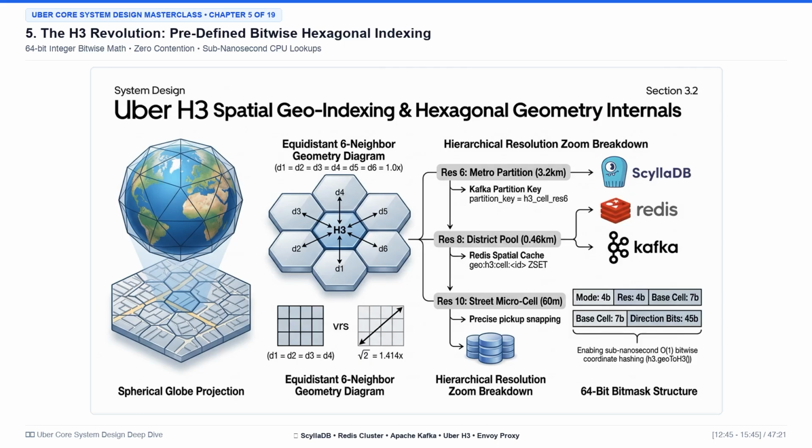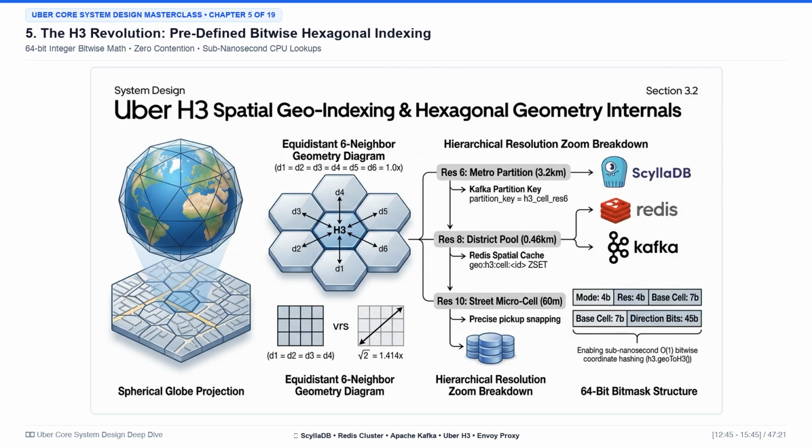It's just fixed. Right. The hexagons do not resize, they do not shift, they are permanent mathematical concepts. So, converting a raw GPS latitude and longitude into an H3 hexagonal index requires absolutely zero database lookups and zero exclusive locks. Wait, I'm confused. If it's not looking up the location in a spatial database, how does the system actually know where the car is? Because it's pure mathematics.